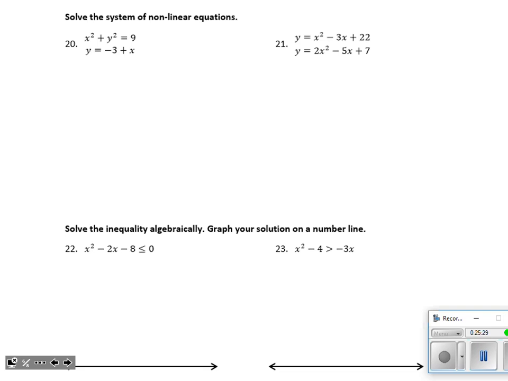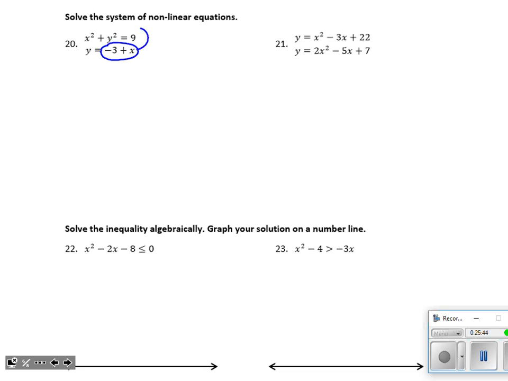Next, we have solve the system of nonlinear equations, and we can use substitution or elimination here. I prefer the substitution method myself when it's available, but you're more than welcome to use elimination as well. For number 20, substitution seems to be our only bet.